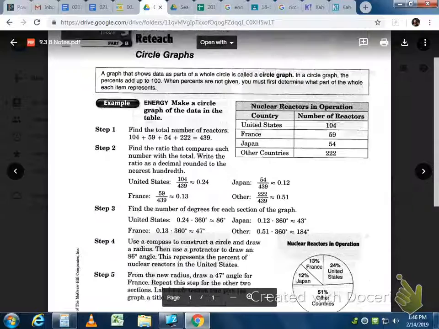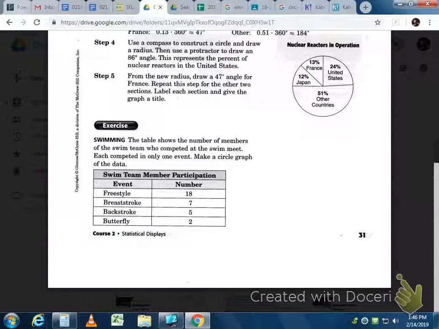Okay, so here's what we're going to do. Everybody's going to participate. We've got 4 sections. We're going to come up with the angle degree of each of those. So I'm going to split you up into 4. It says the table shows the number of members of the swim team who competed at the swim meet. Each competed in only one event. Make the circle graph of the data.